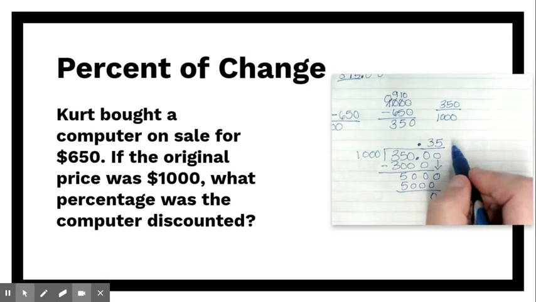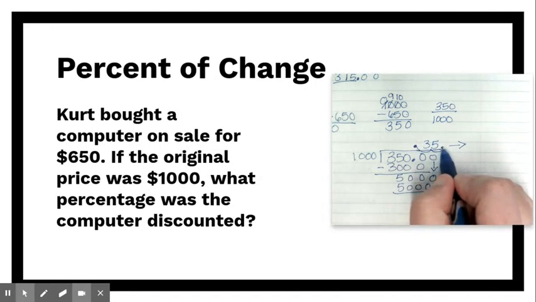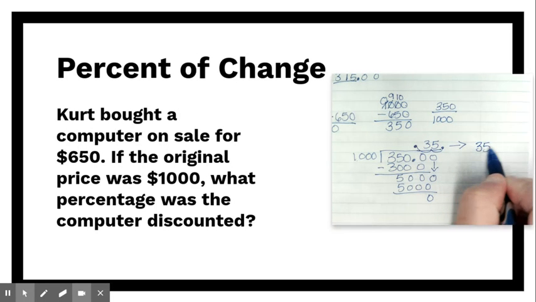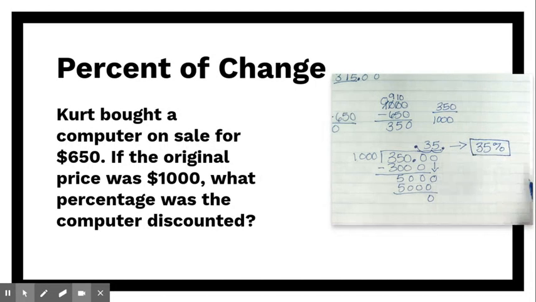0.35. To change this back to a percent, we move the decimal 2 to the right. So we're going to go 1, 2. So that becomes 35%. So there was a 35% change. It decreased by 35% from the original price. Okay, and that's how you find it.